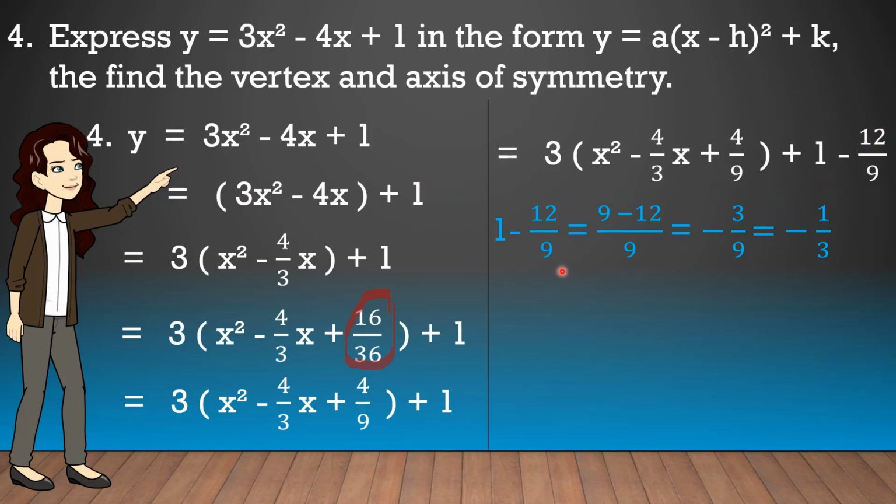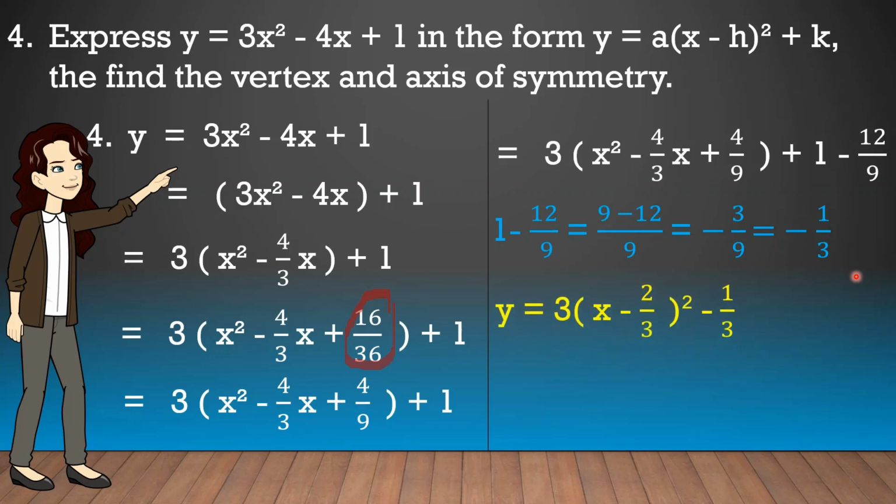So 1 minus 12 over 9 is equal to, the LCD is 9. 9 times 1 is 9. 9 divided by 9 is 1 times 12 is 12. So 9 minus 12 is negative 3, over 9. So 9 minus 12 again is negative 3 over 9. And let us get the lowest term. Our lowest term is negative 1/3.